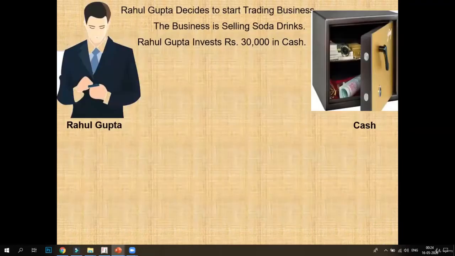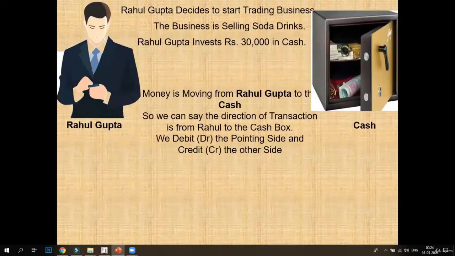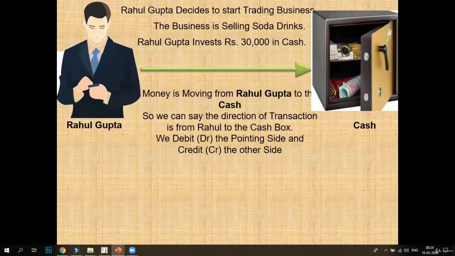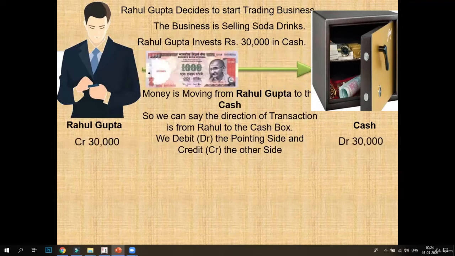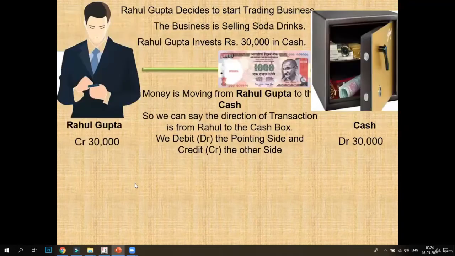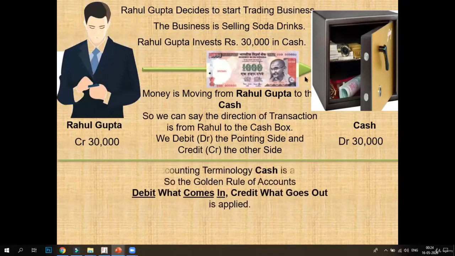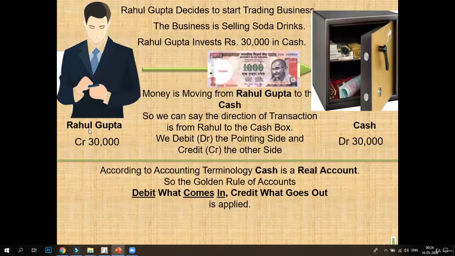So now we'll see how the entries are recorded. The first entry: Rahul Gupta decides to start a trading business of soda drinks. So he invests some cash of rupees 30,000 in the company's cash box. Here our cash box is increasing, and Rahul Gupta's capital is decreasing. So the pointing side of this transaction, the cash box, will get debited and Rahul Gupta will get credited.